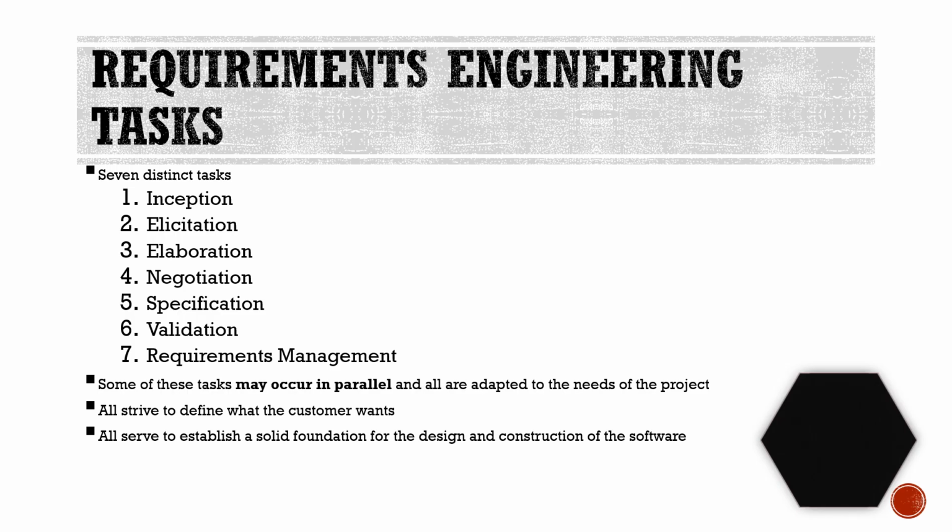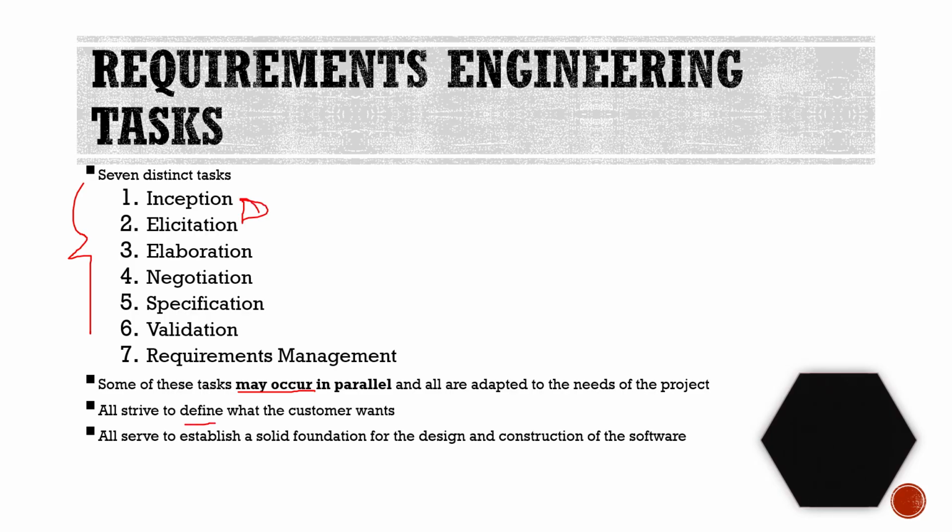So, requirement engineering tasks. There are actually 7 tasks in requirement engineering. First, inception, elicitation, elaboration, negotiation, specification, validation, requirement management. We follow all these requirement engineering tasks to avoid the problems we have discussed in the previous slide. Some of these tasks may occur in parallel. That means there may be overlapping of the tasks, but they are adaptable.